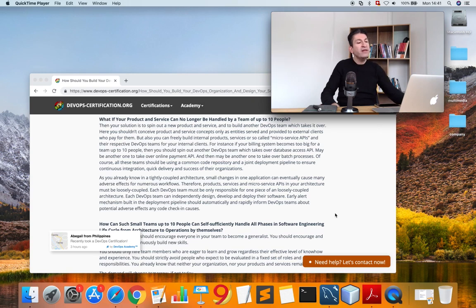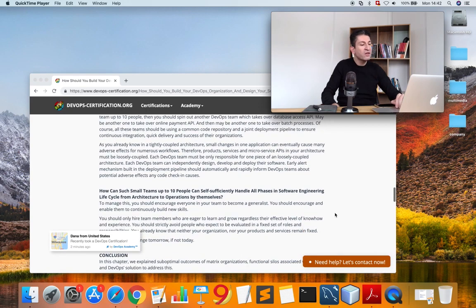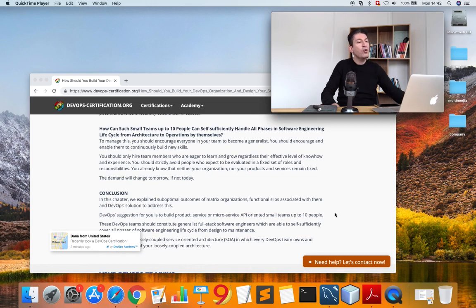As you already know, in a tightly coupled architecture, small changes in one application can eventually cause many adverse effects for numerous workflows. Therefore, products, services, and microservice APIs in your architecture must be loosely coupled. Each DevOps team must be responsible for only one piece of the loosely coupled architecture. Each DevOps team can independently design, develop, and deploy their software. An early alert mechanism built into the deployment pipeline should automatically and rapidly inform DevOps teams about potential adverse effects that any code check-ins cause.